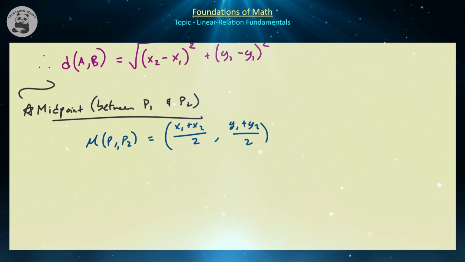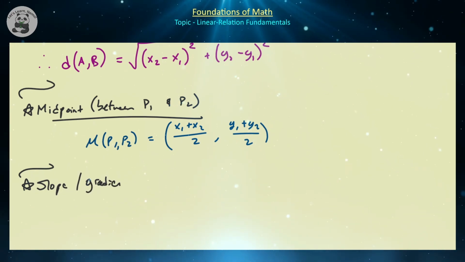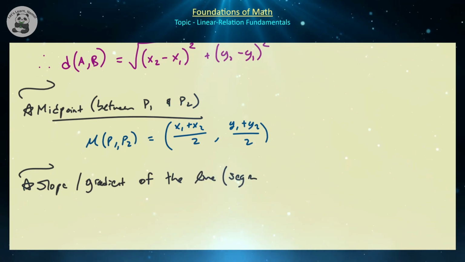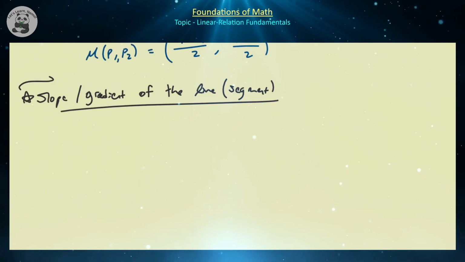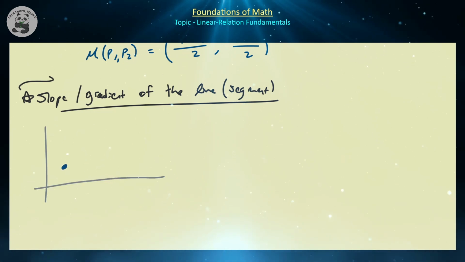Another common relation between 2 points is what we refer to as the slope. Some people also use the word gradient of the line, or the line segment, depending on what object you're actually looking at here. So the slope or the gradient of a line. So let's bring our little picture back. So our goal is to find the slope or the gradient of this line.